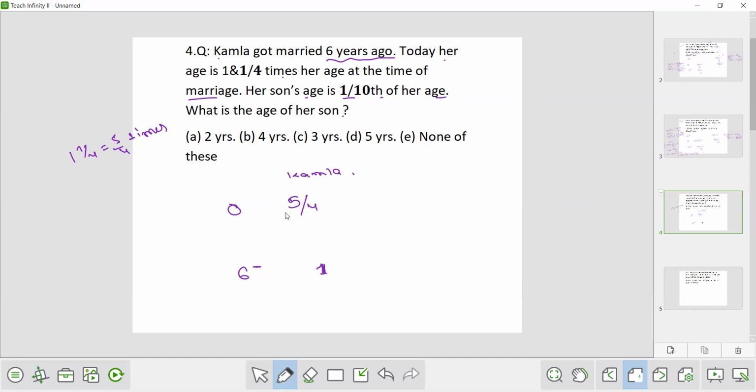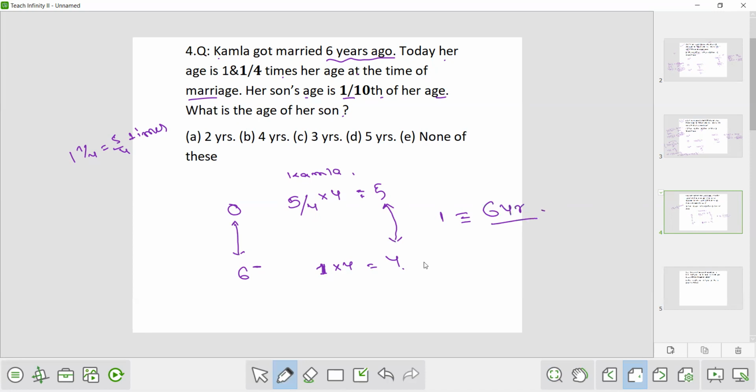So we will try to convert this fraction into whole numbers. What we do here is multiply both sides by the denominator. So it became 5 and it became 4. Means if 6 years back this is 4, at present it will be 5. Okay, now see the gap. By this equation we see that the gap is 5 minus 4, that is 1. 1 is equivalent to how much? The gap in years is 6 years.